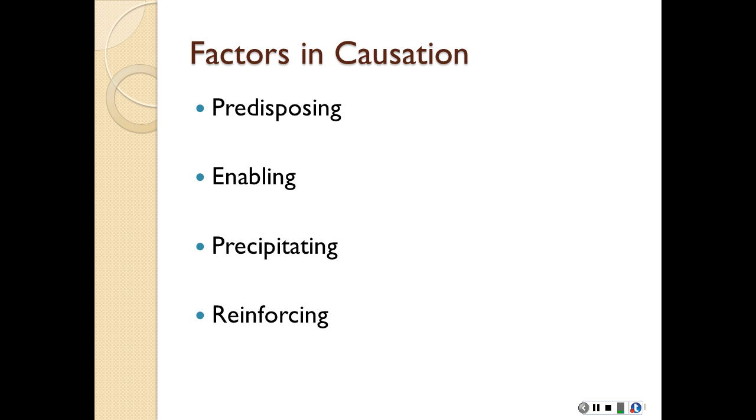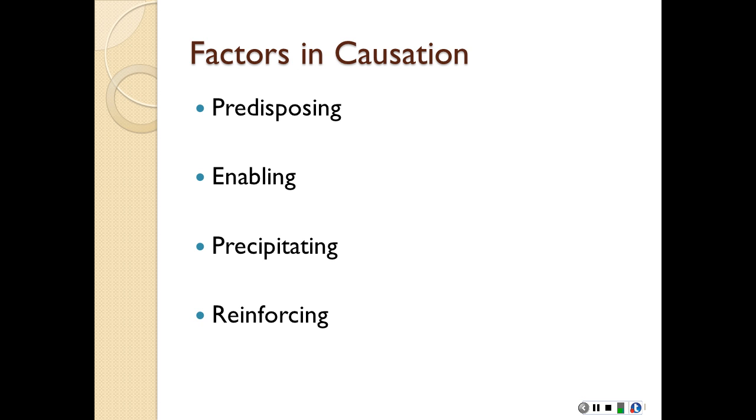Enabling factors are external factors that may contribute to the development of disease. So these are things like being low income, or having poor nutrition, or unsafe housing, other socioeconomic factors. These are external to you, but they can contribute to you getting the disease. So the tuberculosis example, for instance, if you live in really crowded conditions, that enables the transmission of tuberculosis.